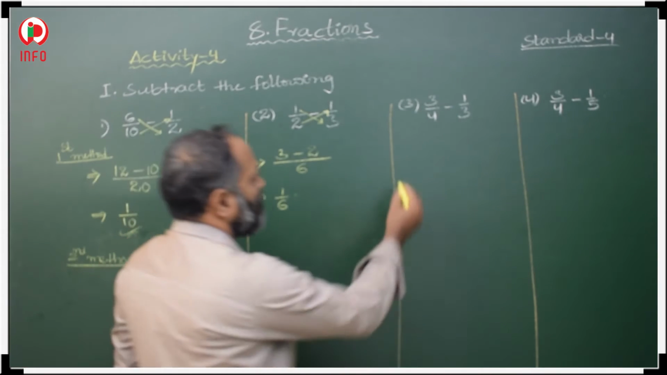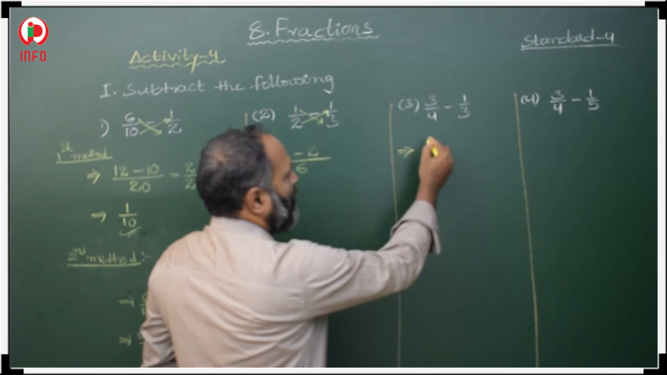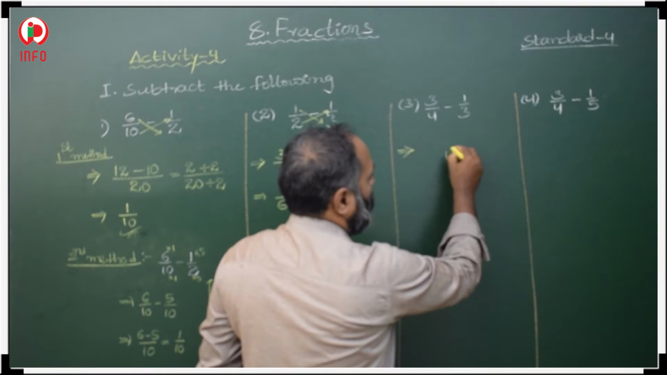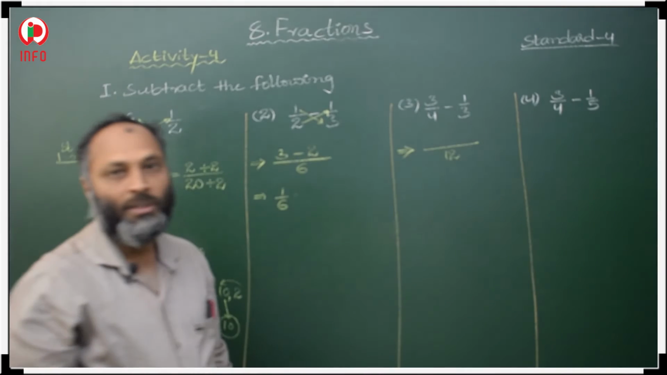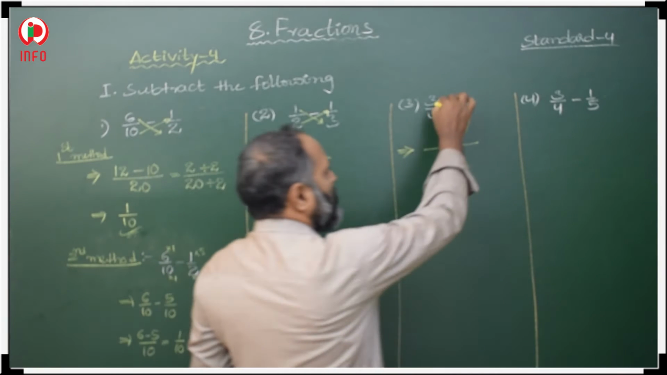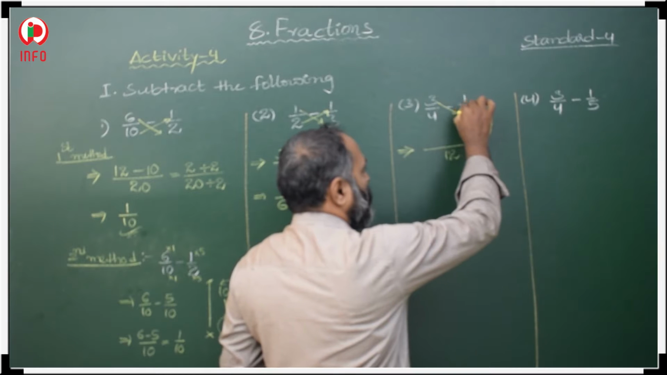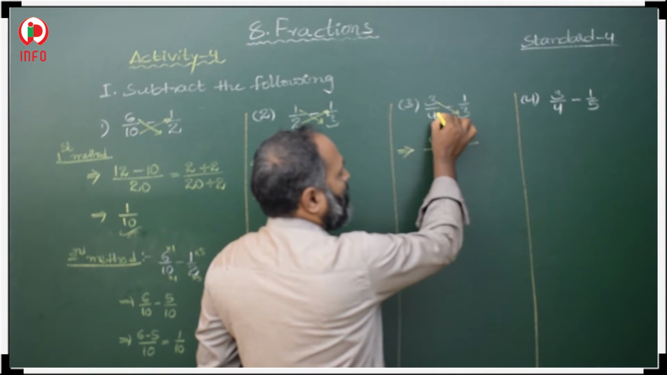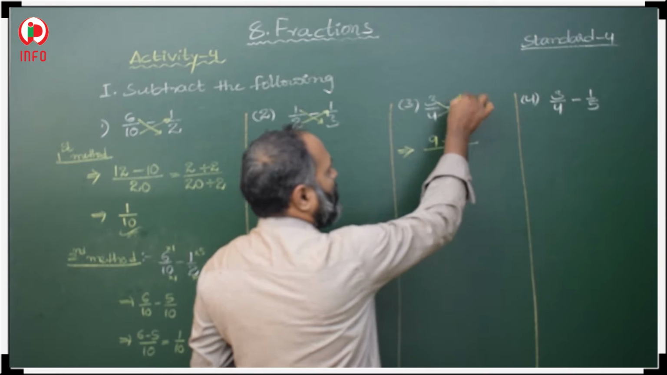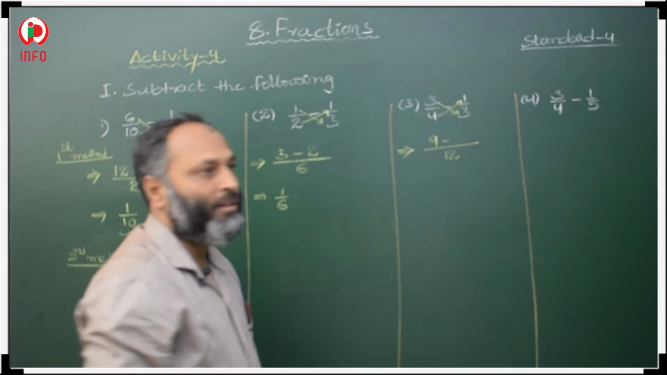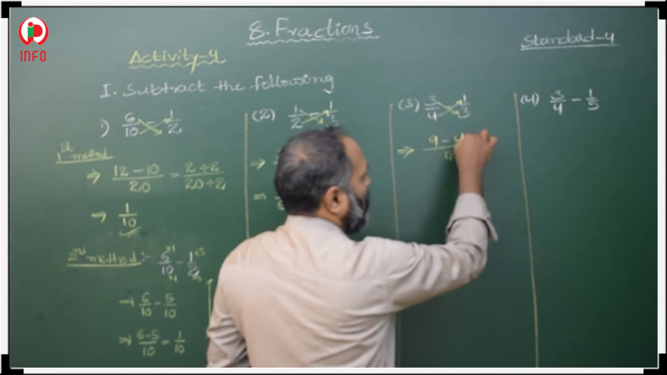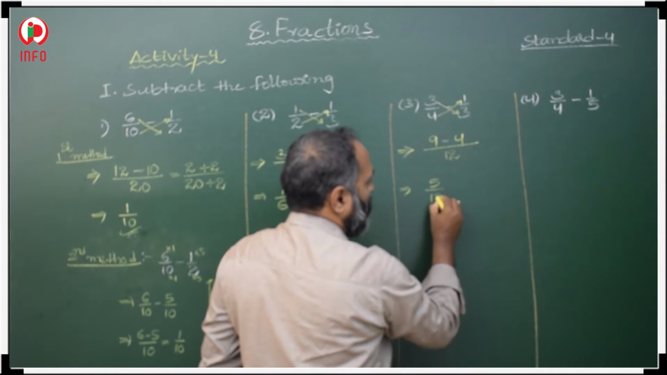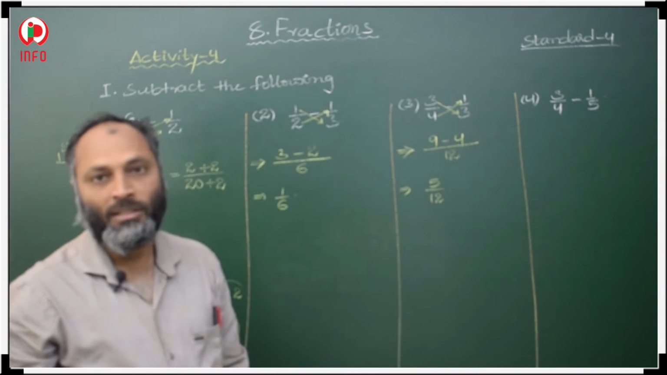Okay. Now here, what to do? First we multiply the denominators: 4 3s are 12. Then the first fraction numerator with the second fraction denominator: 3 3s are 9. Then minus the first fraction denominator with the second fraction numerator: 4 1s are 4. 9 minus 4 is 5. 5 by 12. This is the answer.